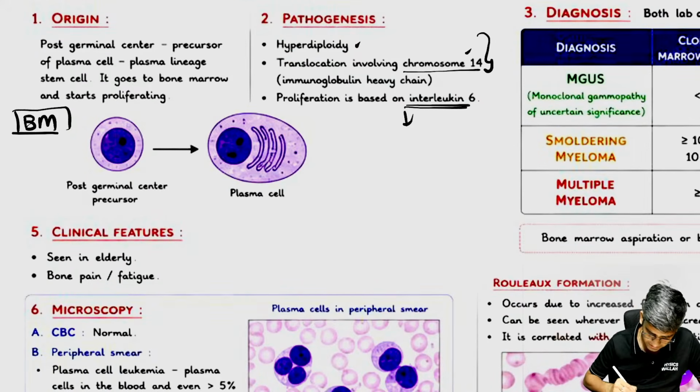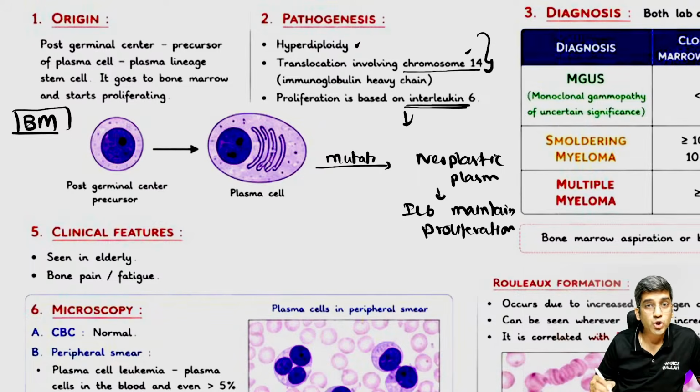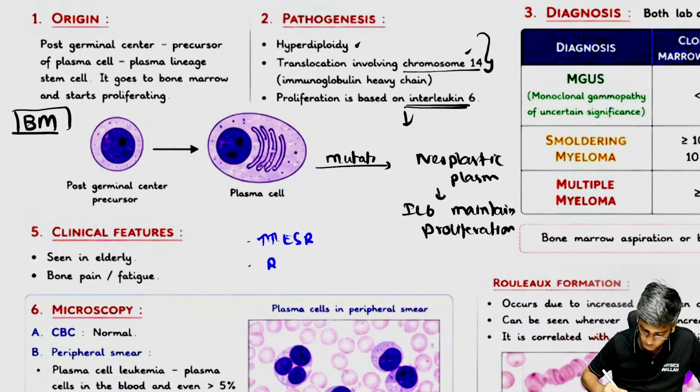See, what happens is a normal plasma cell will be converted to a neoplastic plasma cell by these mutations. To maintain the neoplastic plasma cell's proliferation, interleukin 6 is required. It maintains the cell division and the proliferation. Interleukin 6, if you remember from the inflammation chapter, is also an acute phase protein. That is the reason your ESR will be elevated in myeloma. That's the same reason for rouleau formation in myeloma.